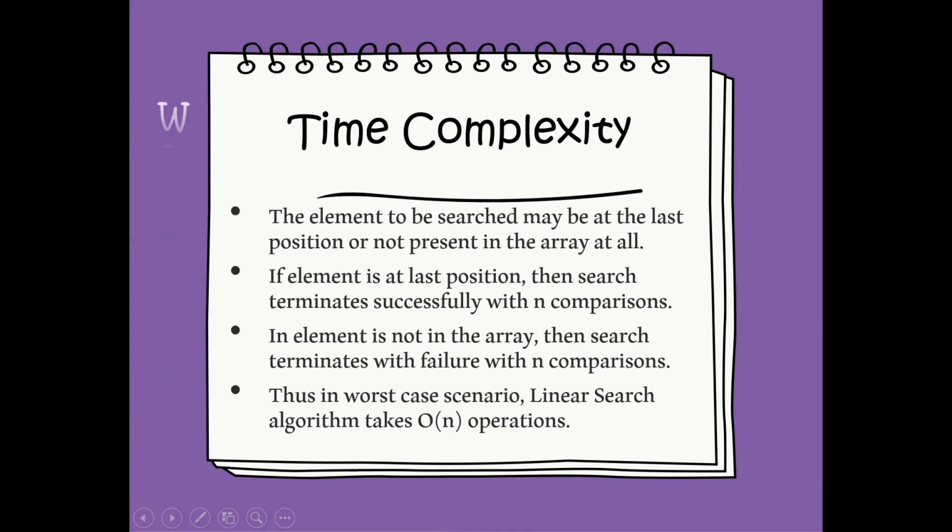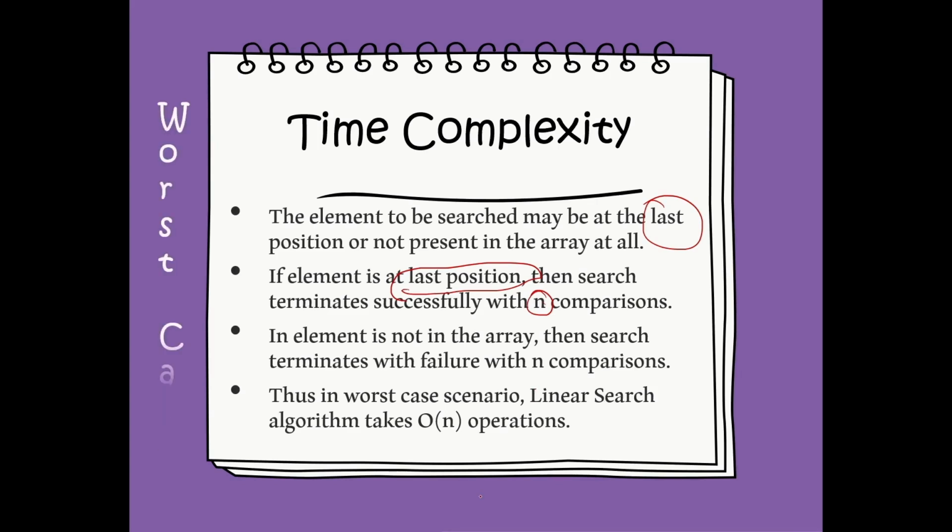Now, in worst case, it might happen that the element is available at the last position in the array. That means if there are n elements in the array, then you will be making n comparisons to get to your element. So if that happens, the element that you are looking for is at the last position, the searching algorithm will be performing n comparisons and then terminate successfully.